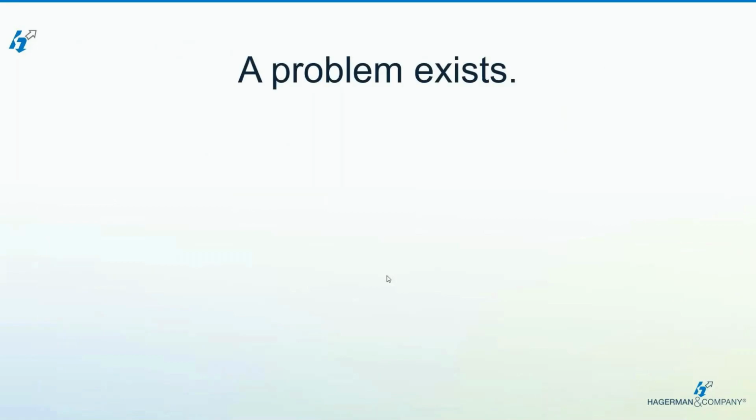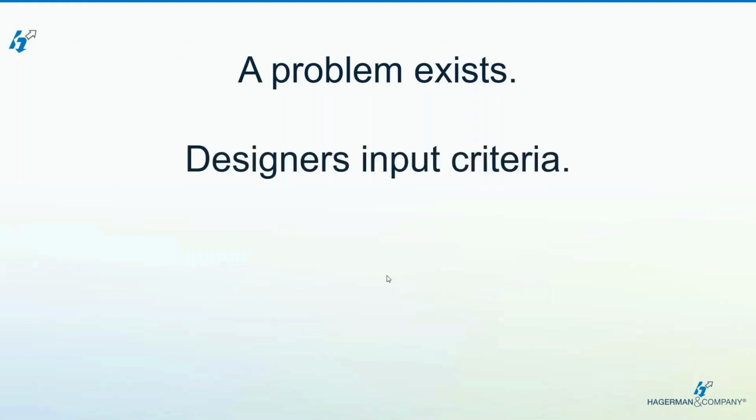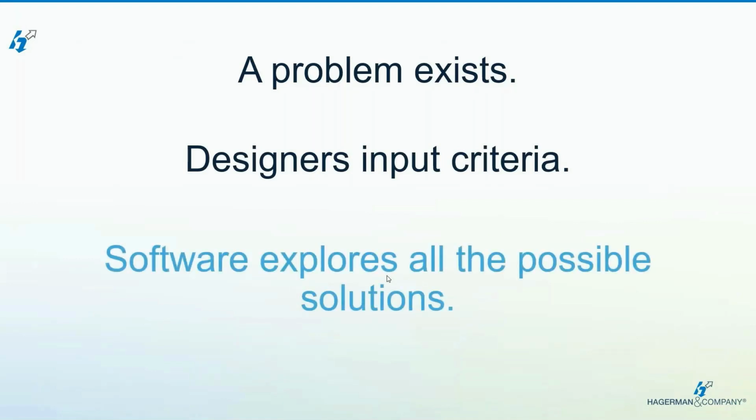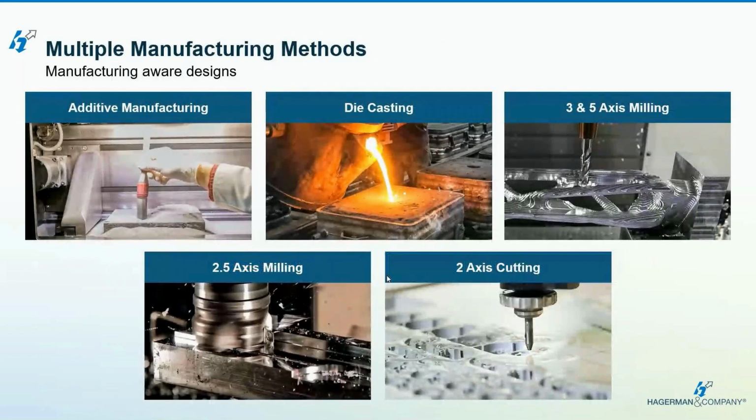So really, we have problems, of course, with design. The problem exists, and we can input our criteria for the design. Then with the software, we can explore all those possible solutions. And when we think about the manufacturing methods that we are used to and can actually solve for in generative design, we've got additive manufacturing, die casting, 3 and 5 axis milling, 2.5 axis milling, and 2 axis cutting. We can optimize for each different outcome inside of generative design.